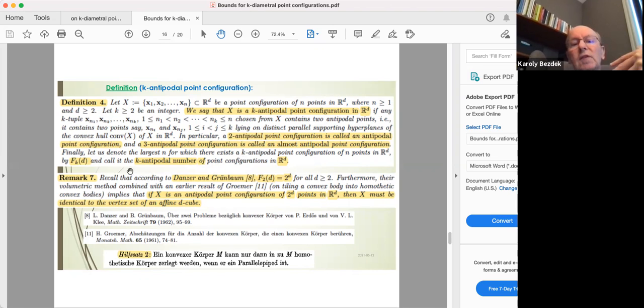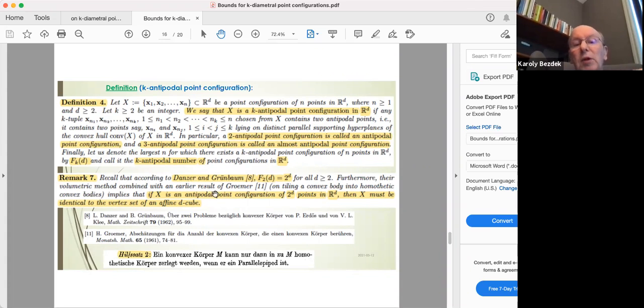I mean, the largest n for which there exists a k-antipodal point configuration of n points, then we know the value of capital F sub 2 of d, namely that's just 2 to the d. This is the maximum cardinality of an antipodal point set in R^d, proved by Danzer and Grünbaum. And then the question remains about the other values of capital F sub k of d.